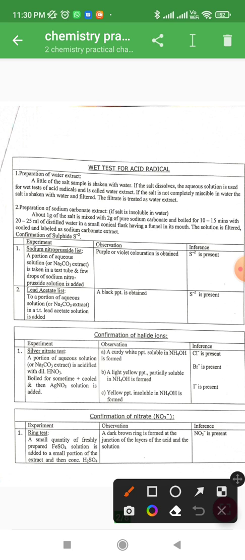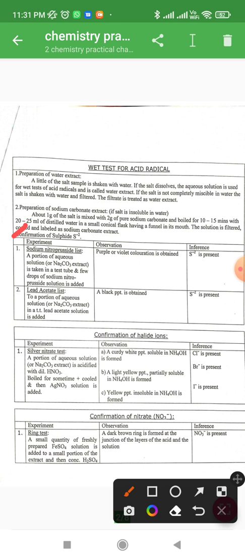Then with this water extract you have to continue writing the confirmatory test. Remember, this test you need not write for the time being. Preparation of water extract you need not write because this is meant only if the salt is insoluble. If you can check, it's written here. Then the first test as per chart is confirmation of sulfide.